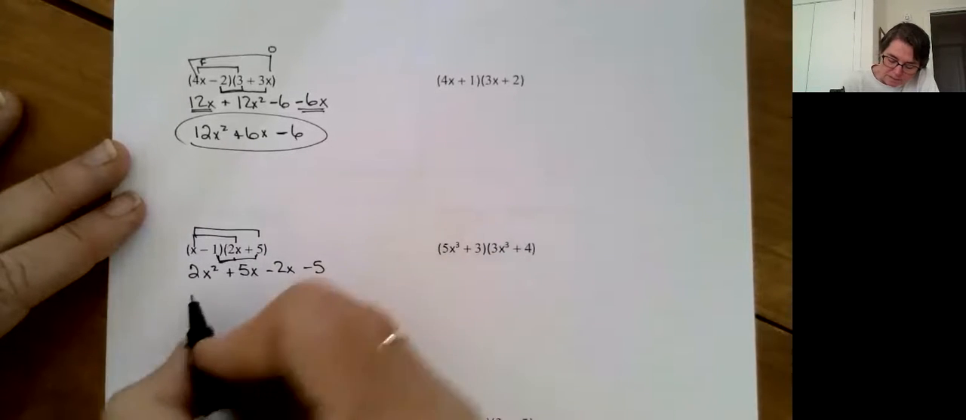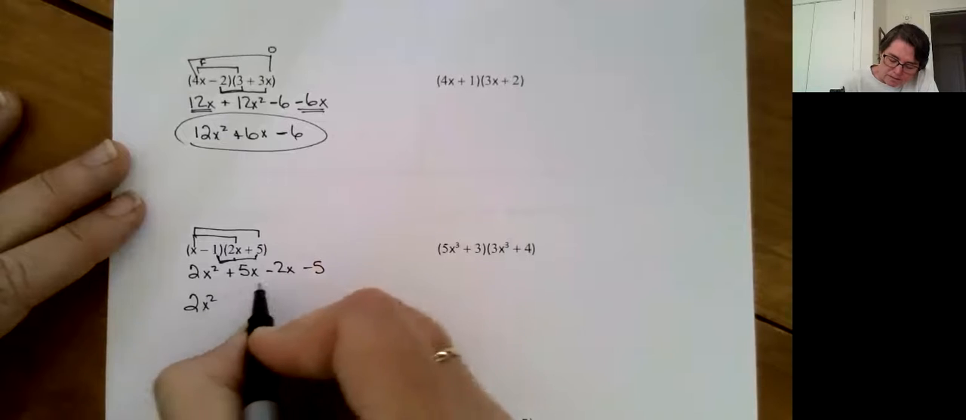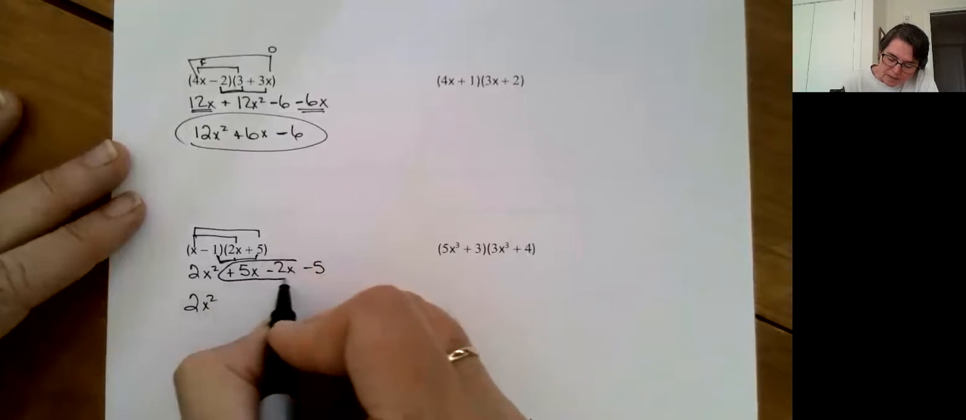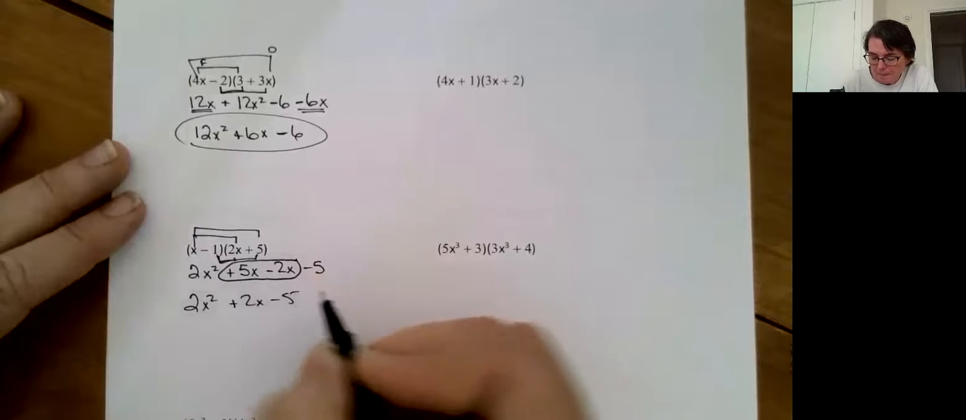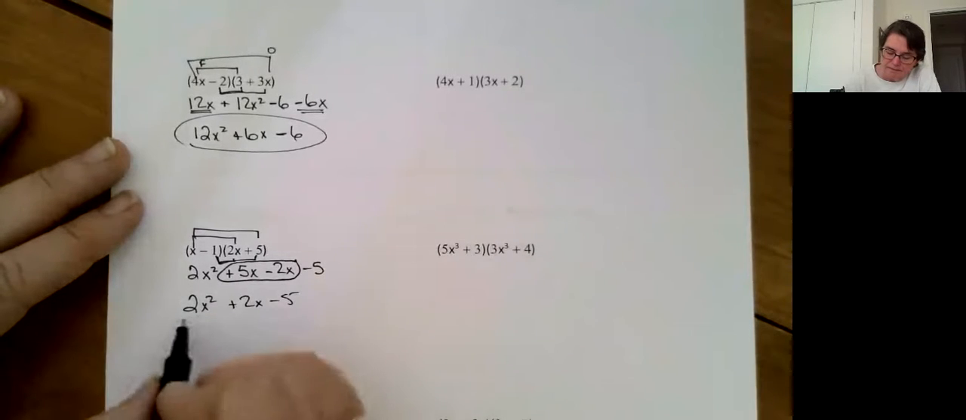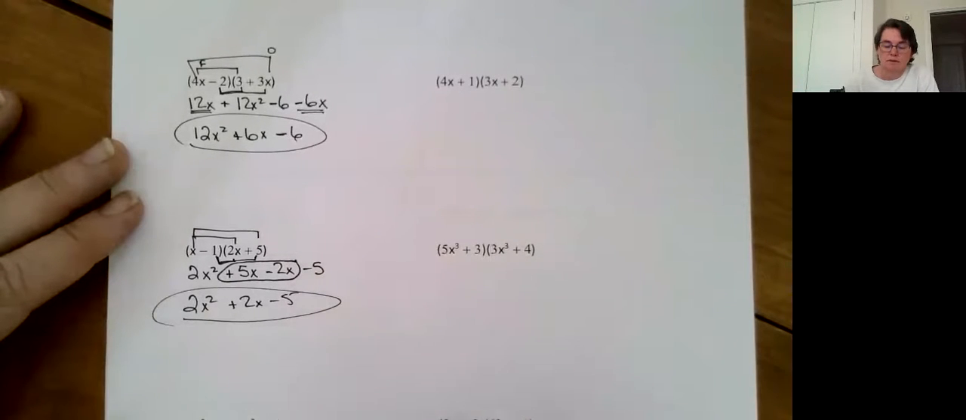This one's not hard at all. 2x squared. My middle terms are both x's, plus 2x minus 5. All right, that was sweet and straightforward.